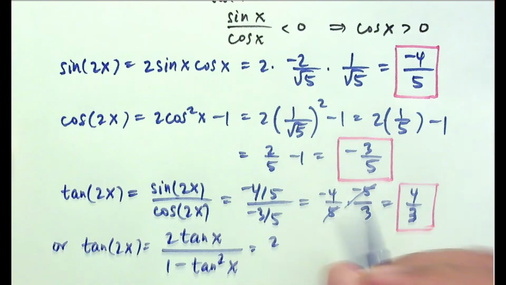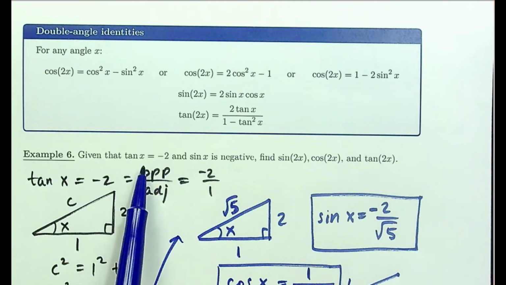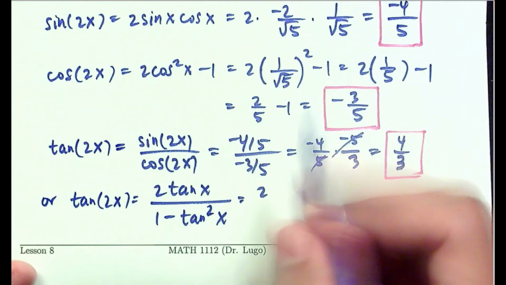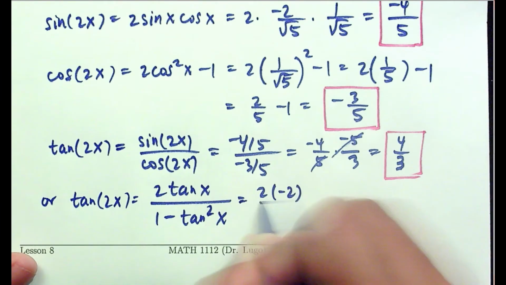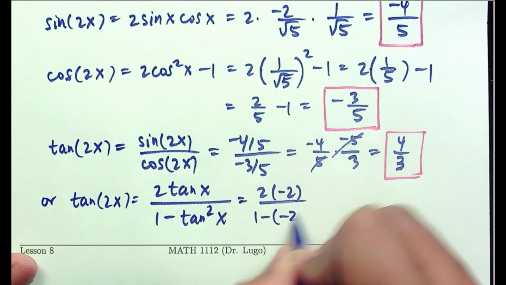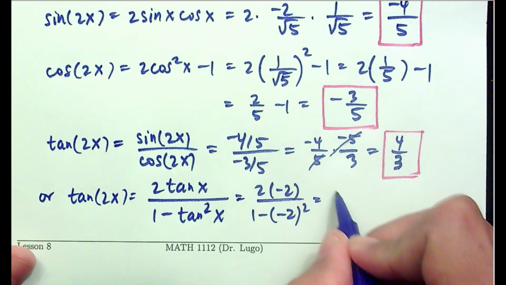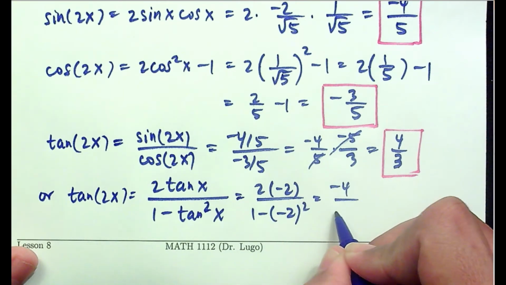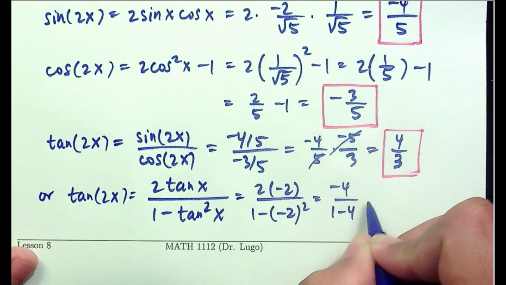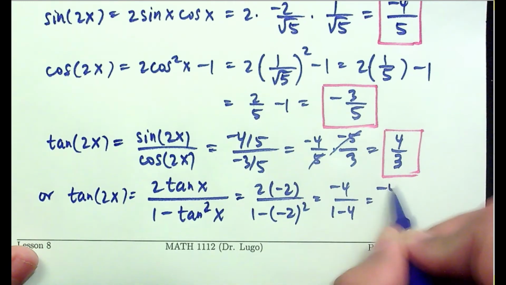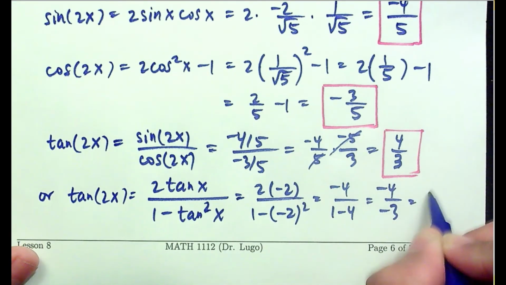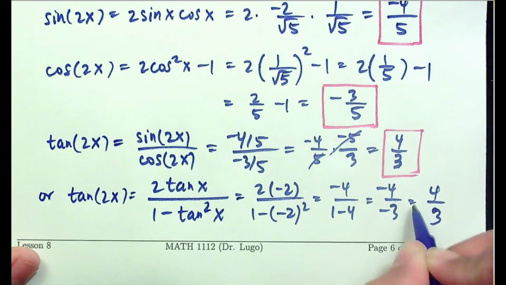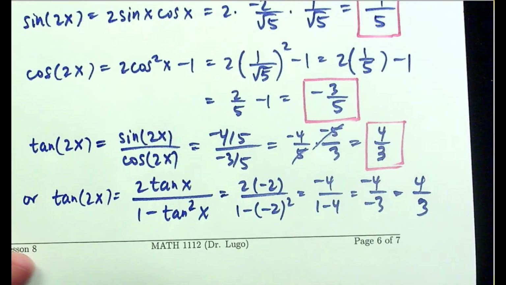And then we know what tangent of x is. Tangent of x is negative 2. So plug it in there. And then this is negative 4 over 1 minus 4, which is negative 4 over negative 3, which is 4/3. Precisely what we had before.